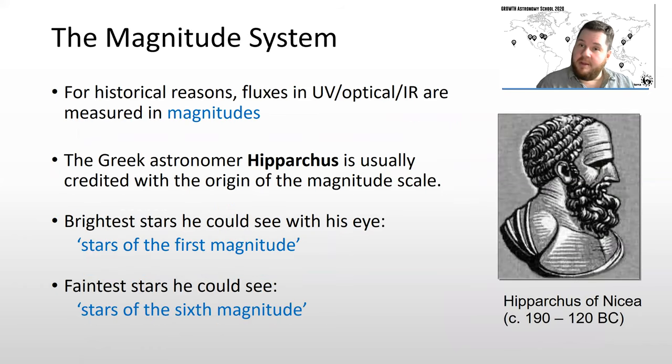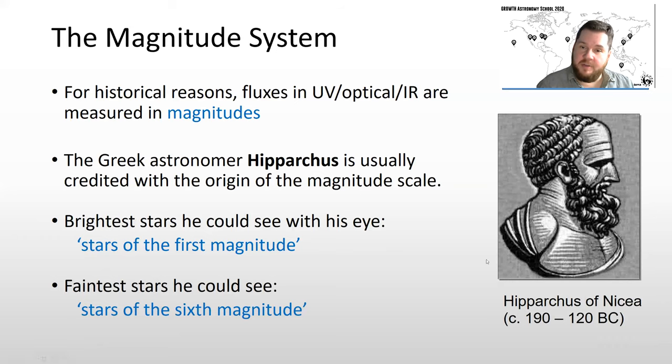Now in astronomy, we don't tend to use luminosity or fluxes. In SI units, we tend to use a quantity called magnitude. So this is a historic sort of a conceit. Astronomy is the oldest of all the sciences, and so there are many elements of the subject, many formalisms we use, which have their origins in antiquity.